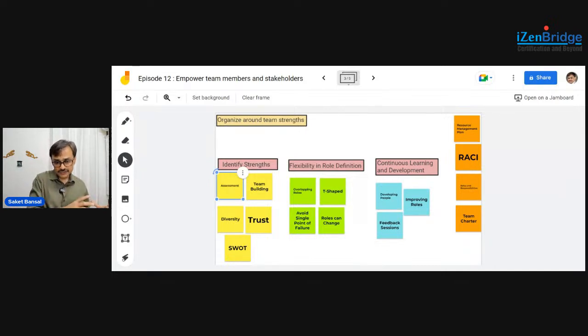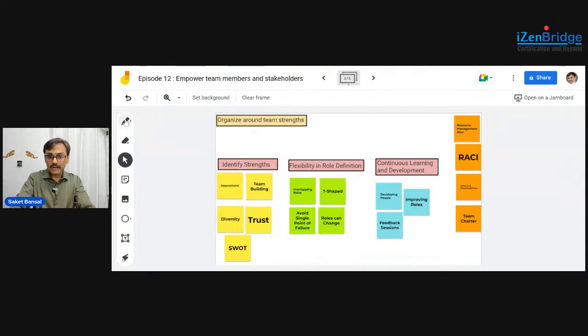So I identify the strength and we remain flexible in role definition, rather than I just prescribe, okay, you are here and you need to do this. We may have some organizational recommendations related to roles and responsibilities in the way we should work, but based on our team strength, we should be flexible. That's the idea for a project manager. I need to look at my team strength more, rather than just following something prescribed by my organization. So that's flexibility in role definition.